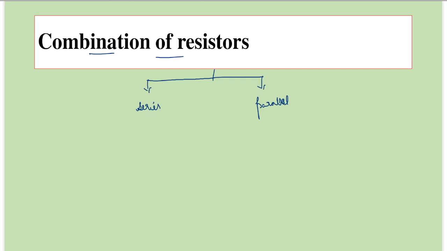There is another way of combining the resistors, which is putting these two together, and that is called a mixed combination or a mixed arrangement. Mixed arrangement is not something which is different. It is basically combining series and parallel together. The reason we want resistance to be combined is to obtain a desired value.